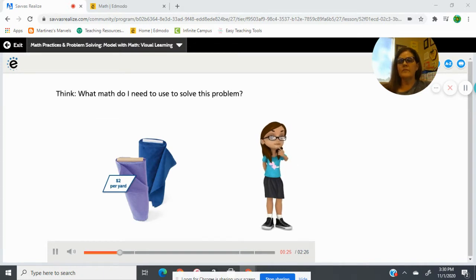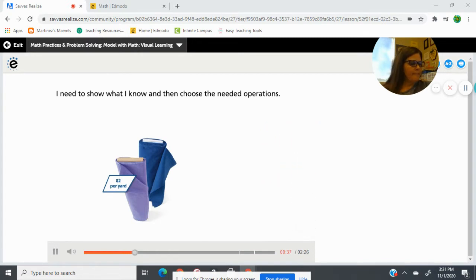Think. What math do I need to use to solve this problem? I need to show what I know and then choose the needed operations.